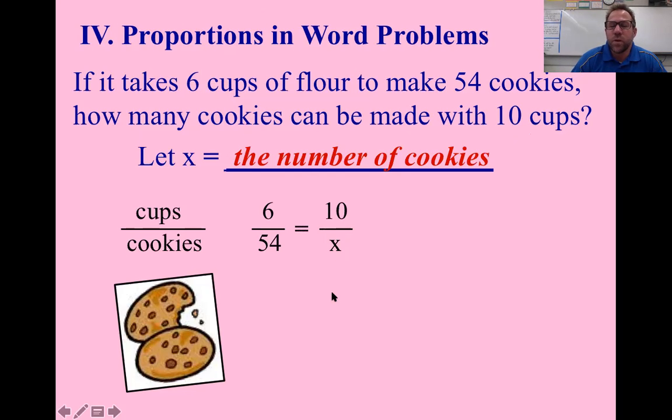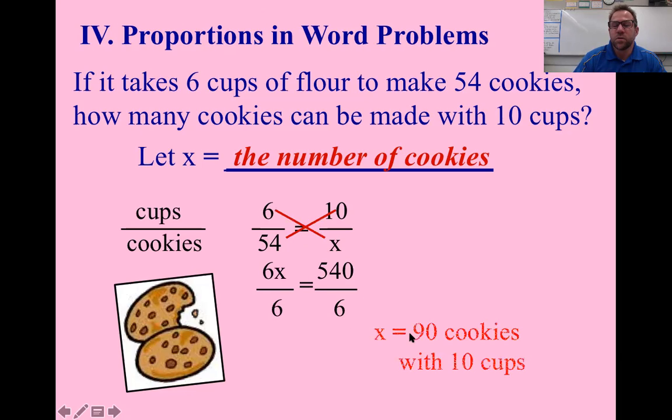Okay, so now, can we leapfrog this? Well, not really. Is 6 times a number makes 10? That's a little tricky. Okay, so we're going to have to cross multiply. So I'm going to go 6 times X is 6X. And then 54 times 10 is 540. Now I can divide by 6. And how many times does 6 go into 54? 9. And then we've got the 0. So X is equal to 90.